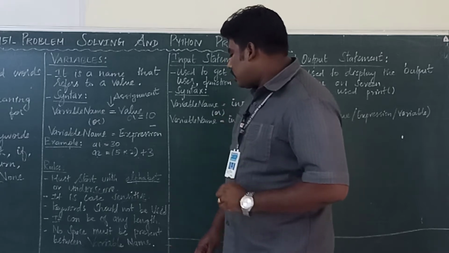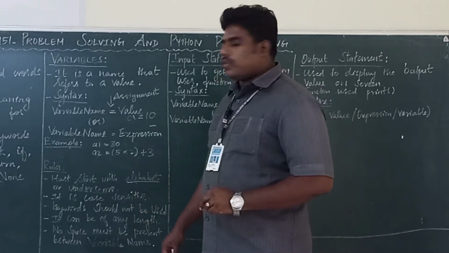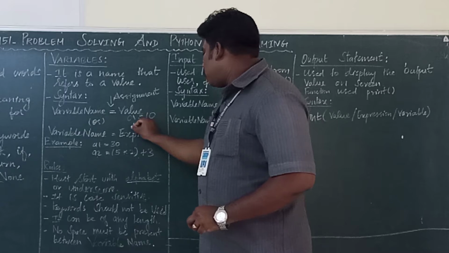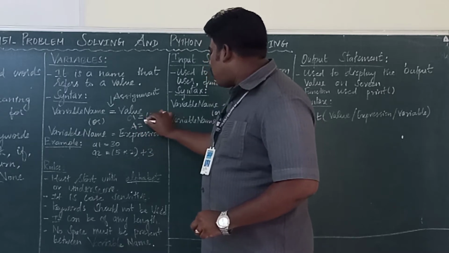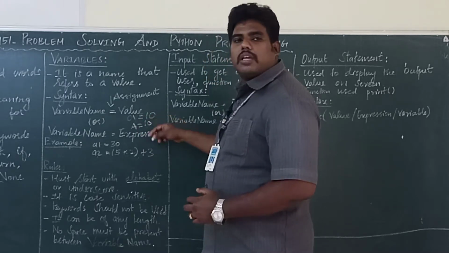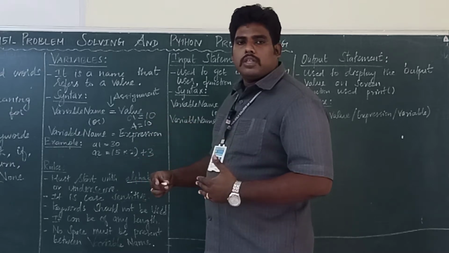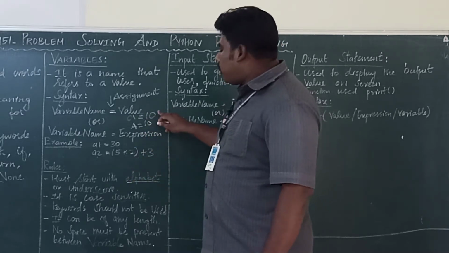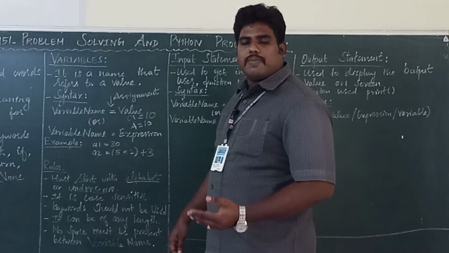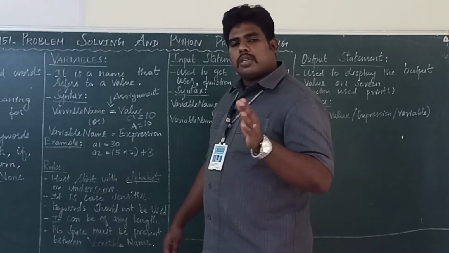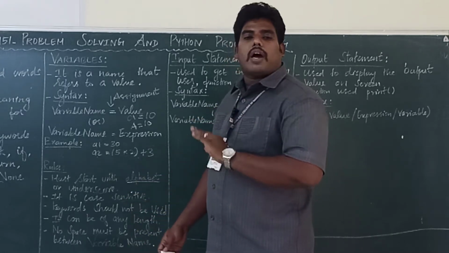The second rule is that it is case sensitive. Capital A equal to 10, small a equal to 10. Both variable names are different. It's case sensitive. One is one variable, and the other is considered another variable. Capital A and small a are not the same here.